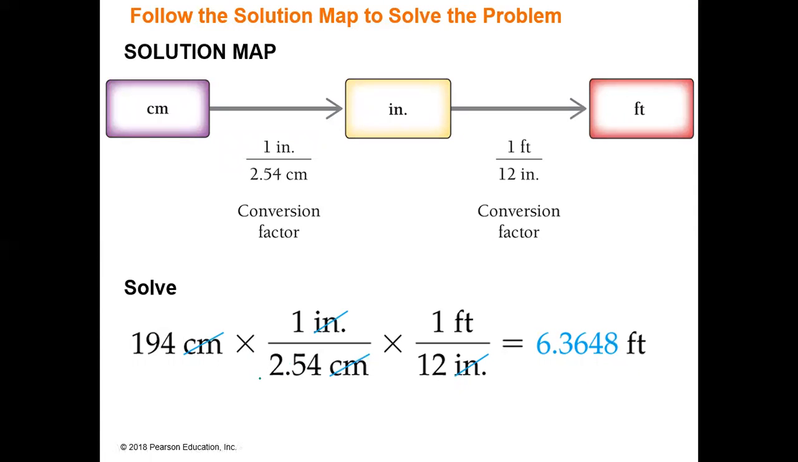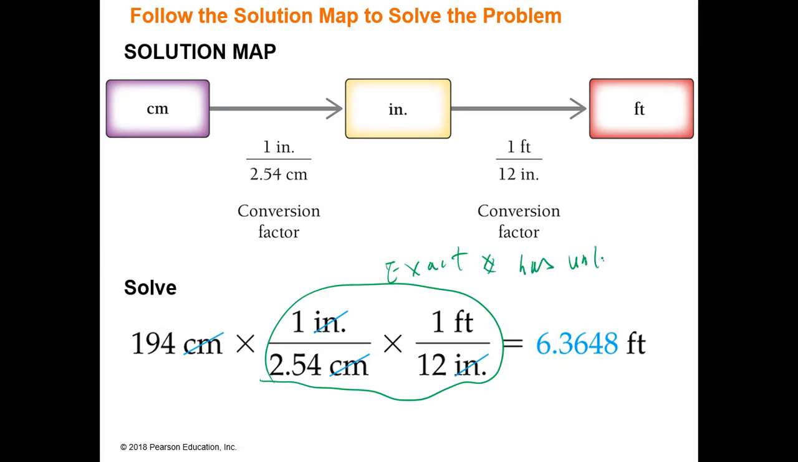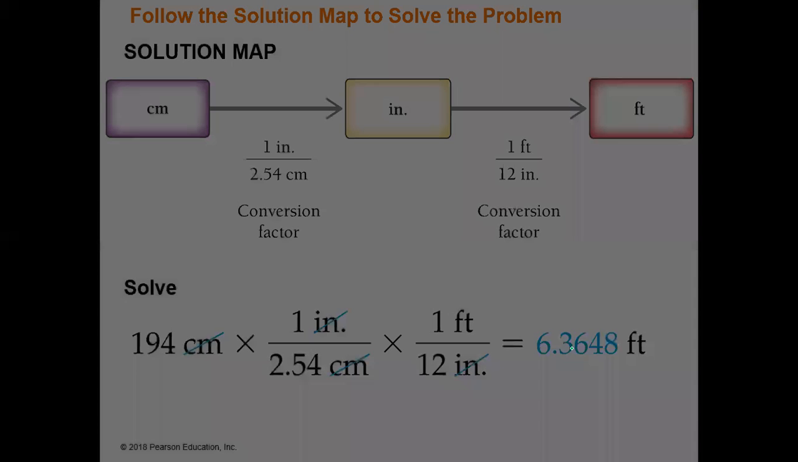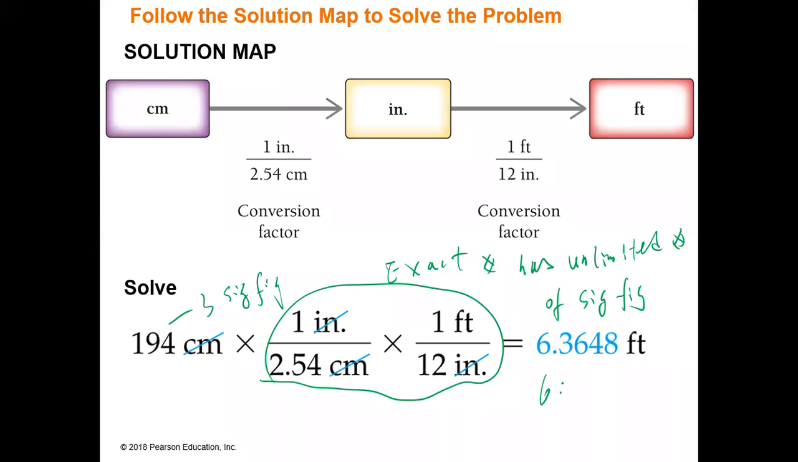So all the numbers here are exact numbers. An exact number has an unlimited number of significant figures, but this number has 3 significant figures. So comparing 3 with unlimited, obviously 3 is less. So therefore, your answer is 6.36.